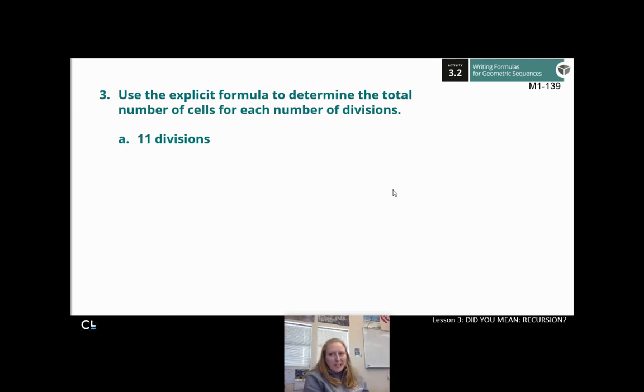So now that you know how this works and we know our pattern of our cell divisions, I would like you over on page 139 to use your explicit formula to do number 3, all 4 parts, A, B, C, and D, to help you find the number of cells for each number of divisions. Remember that the number of divisions is off just by 1 from the term that you're looking for, so double check that first. So go ahead and hit pause, work out number 3, A through D, and then hit play when you're ready to check your work.